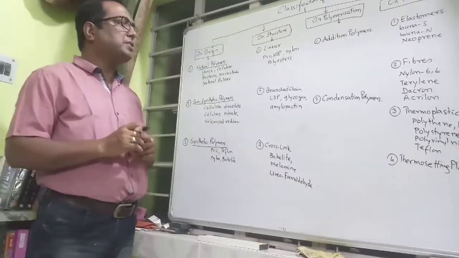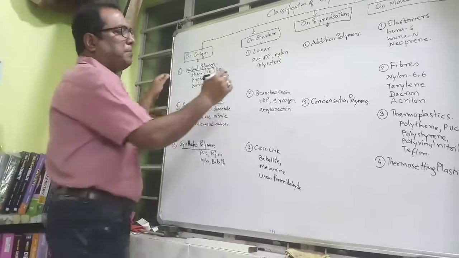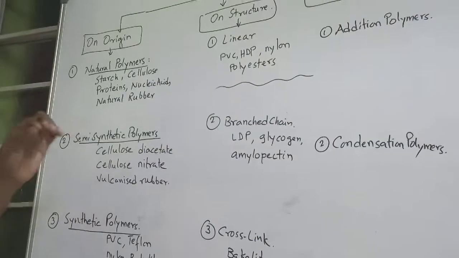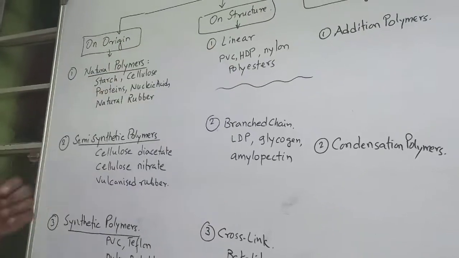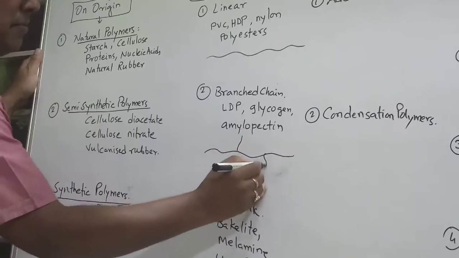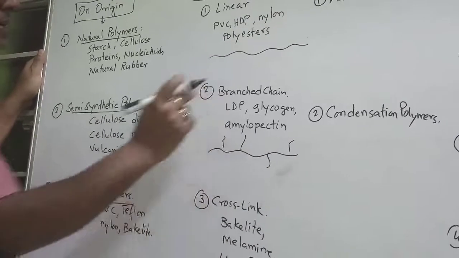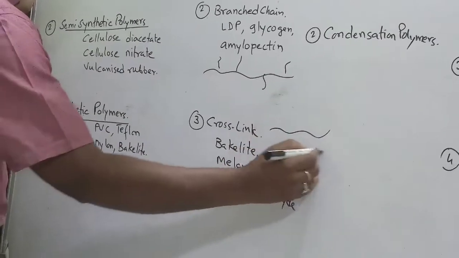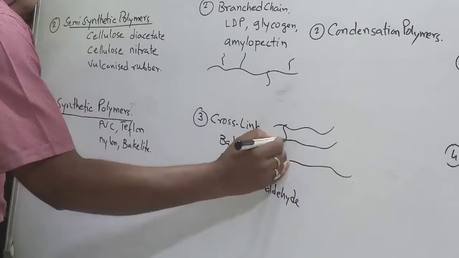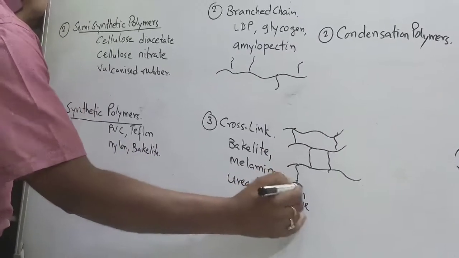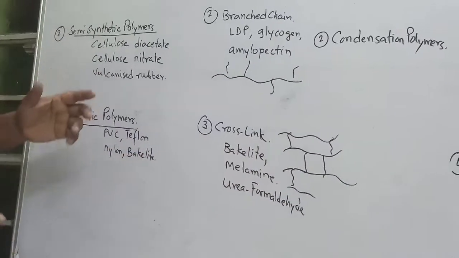On basis of the structure, if it happens that the polymer is a single strand, here we call this a linear polymer. When that single strand is having different branches, it is called a branch chain polymer, and when many such branches are interwoven by other branches, you will have a cross link.